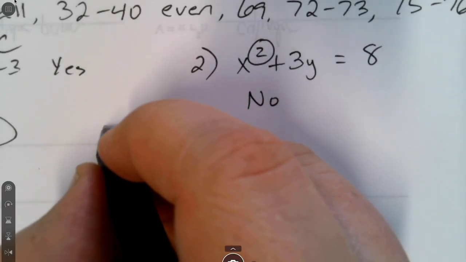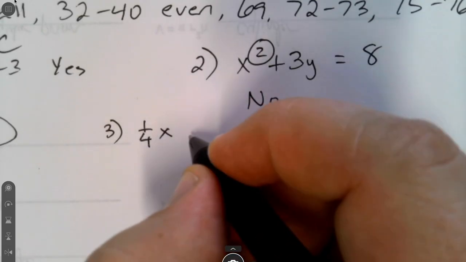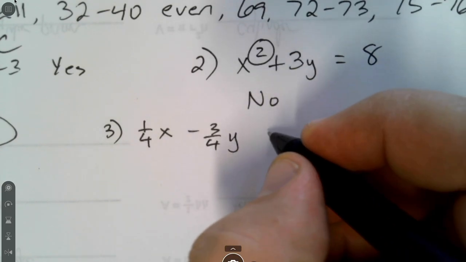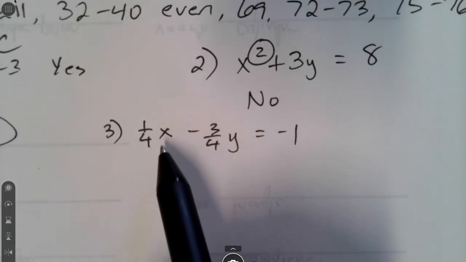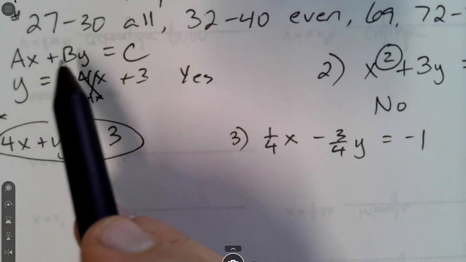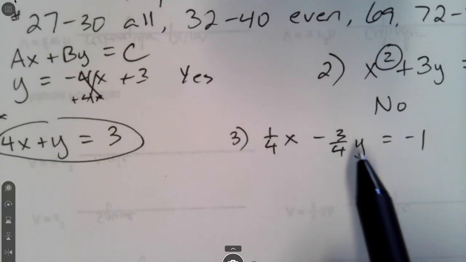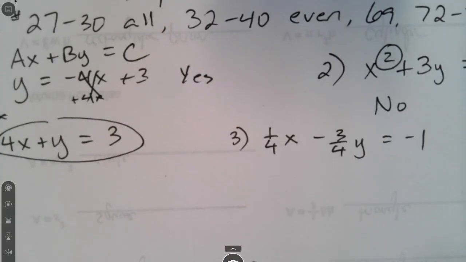Okay, 3. They give us 1/4 x minus 3/4 y equals -1. So this already has things in the right place. Remember, we're going for ax plus by equals c. We have our x term, then our y term, then our equal sign, then a constant. So that does check out as being in the right place.